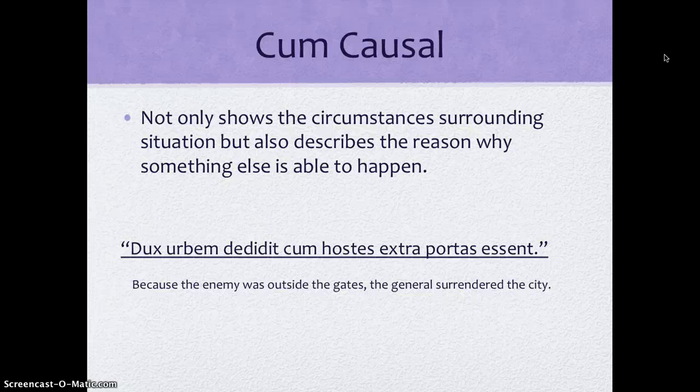Intuitively, you probably knew that the general surrendered the city only because the enemy was outside the gates. Otherwise, this wouldn't have happened. This is why we use the word because to describe cum. We specifically group the sentence into cum causal because the cum clause is describing exactly why something else is able to happen.